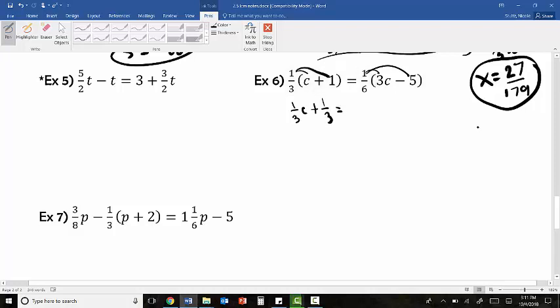1/6 times 3, if you think about the cross-reducing trick, 3 and 6 reduce into 1 and 2. So this actually becomes 1/2. 1/6 times 5, you just do 1 times 5, which is 5, and it's still over 6. Those are really easy multiply fractions with whole numbers. So there's a lot of fractions in that problem that I don't really feel like working with right now.